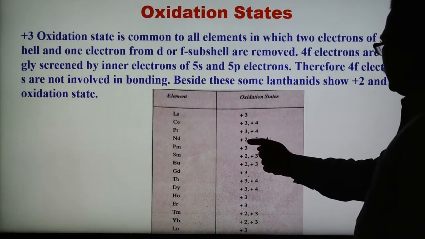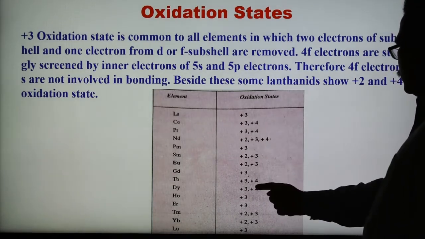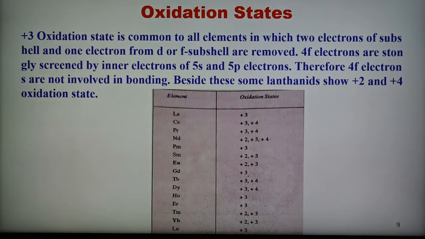Some of the elements also show +2 and +4. Some of the elements commonly show +3, but in addition some elements also show +2 and +4 oxidation states. So again I am repeating here, what is oxidation state? It is the tendency of an element to lose electrons or to gain electrons. Because these elements are metals, they have a strong tendency to lose electrons, and therefore they show positive oxidation states.